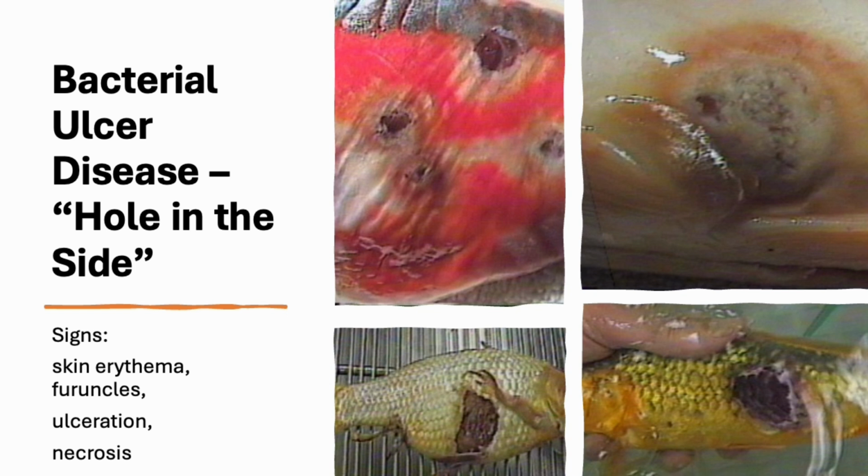So the signs of these first start out as skin erythema, which means redness of the skin. Then it gets a furuncle, which is a raised patch of skin. That patch falls off, causing an ulcer, and then the ulcer can continue to grow, leading to tissue death and death of the fish.